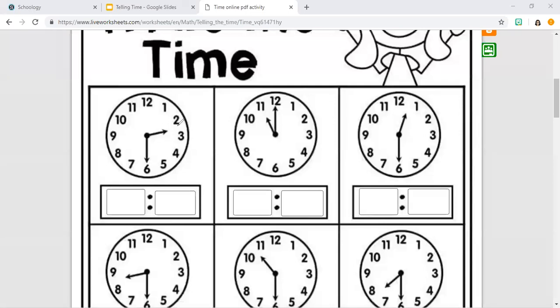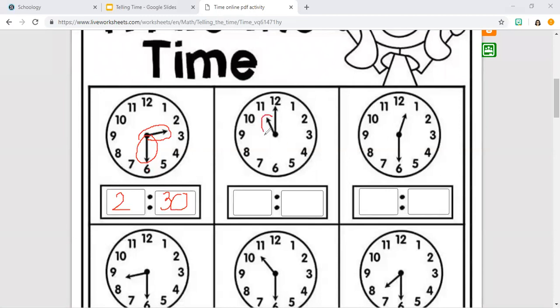Look at the hour hand. It's between 2 and 3, but not yet 3, right? So we can put here 2, and the minute hand points at 6. So 5, 10, 15, 20, 25, 30. So the time is 2:30.